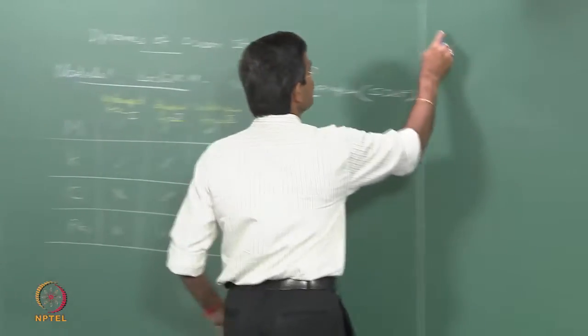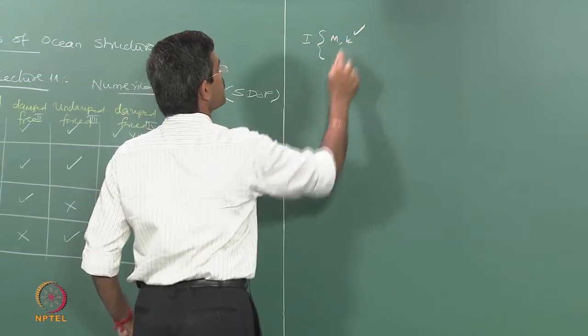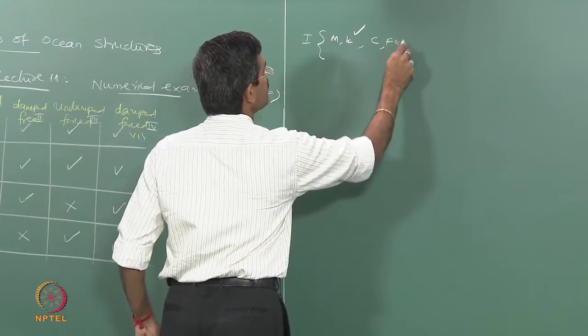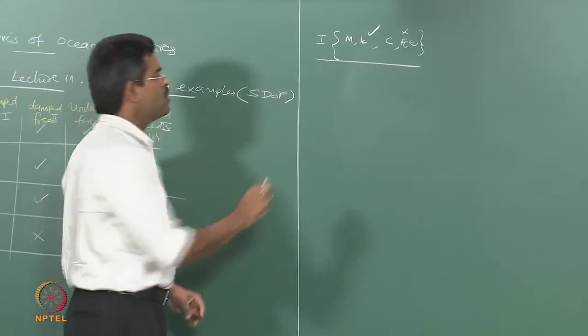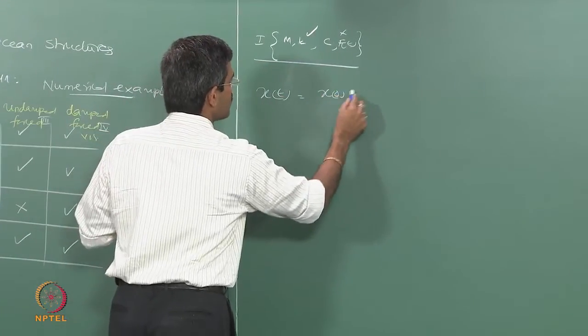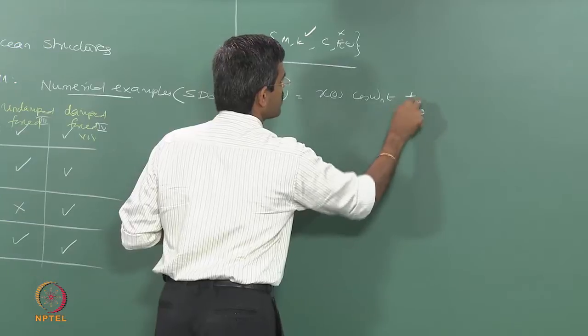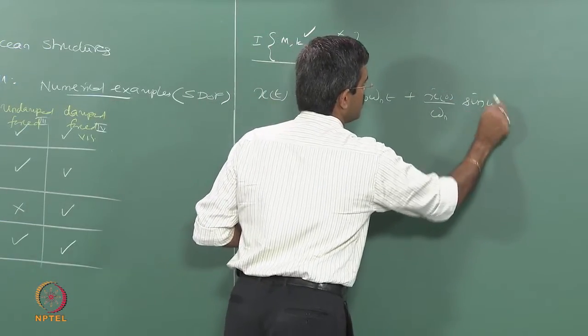So, I will say case 1, just for understanding purposes: M, K present, C and f of t absent. That is case 1. So, we know that the response is given by x naught cos omega n t plus x dot naught by omega n sin omega n t.